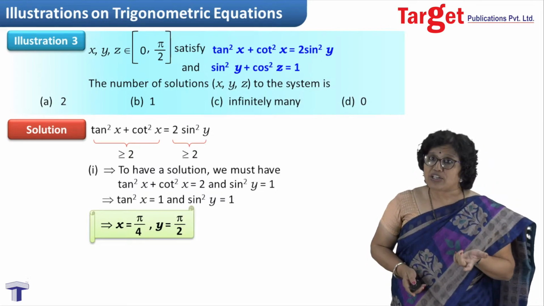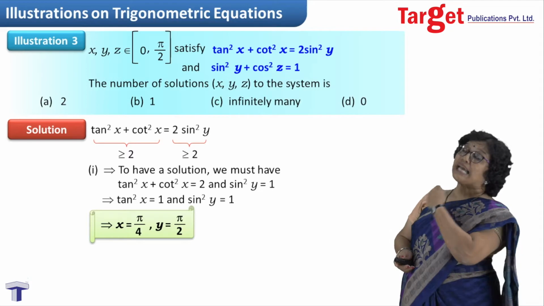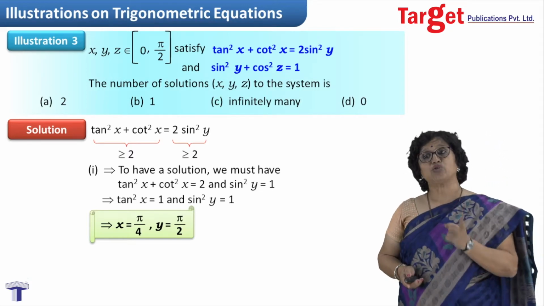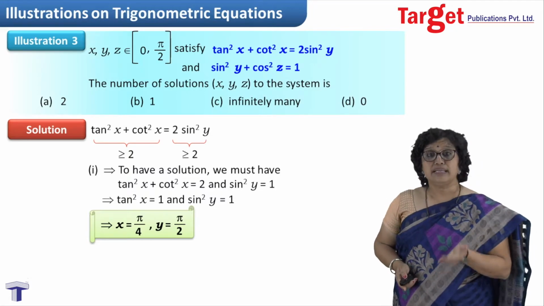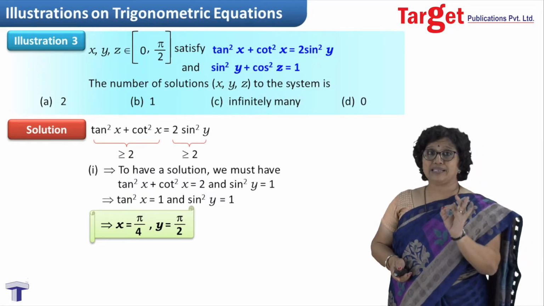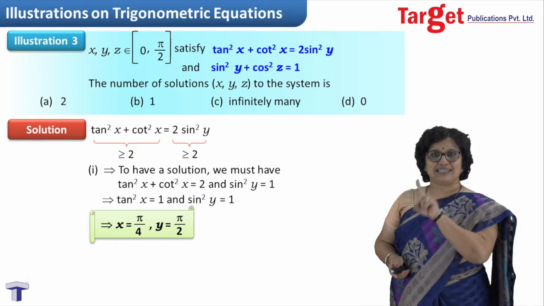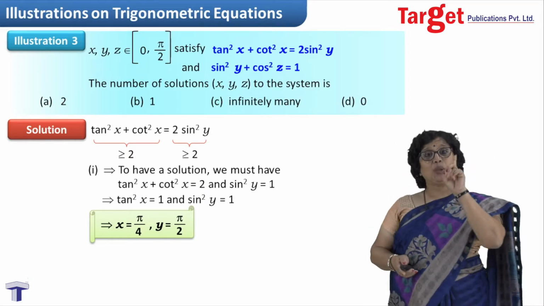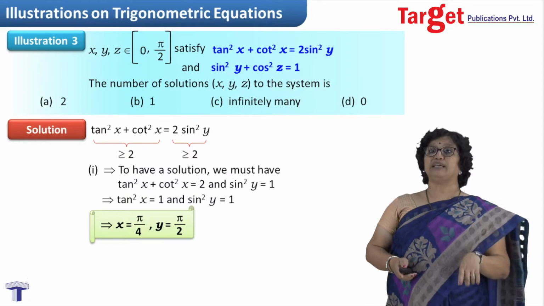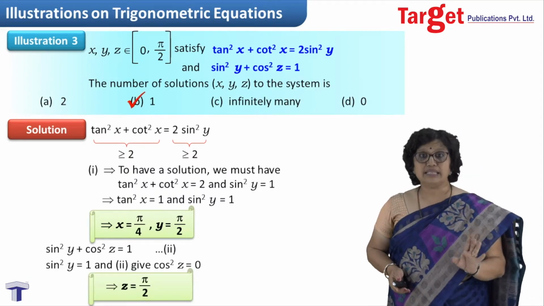Now use this information of sin square y equal to 1 in the second equation, and that will lead to cos square z equal to 0. That means cos z is 0, and hence z equal to pi by 2. So the only answer is x, y, z equal to pi by 4, pi by 2, pi by 2. So there is only one solution to the equation, and hence the correct answer is B.